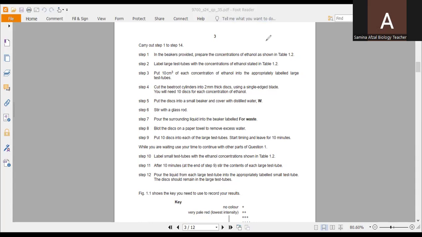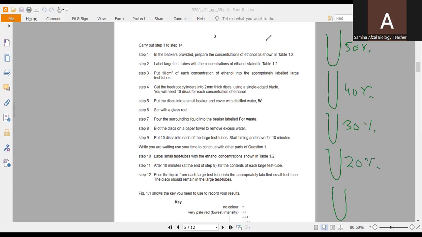So we will take large test tubes, 1, 2, 3, 4, 5. So the very first will be 50% ethanol, 40% ethanol, 30% ethanol, 20% ethanol, and 0% ethanol. So now it is step 1, 2.